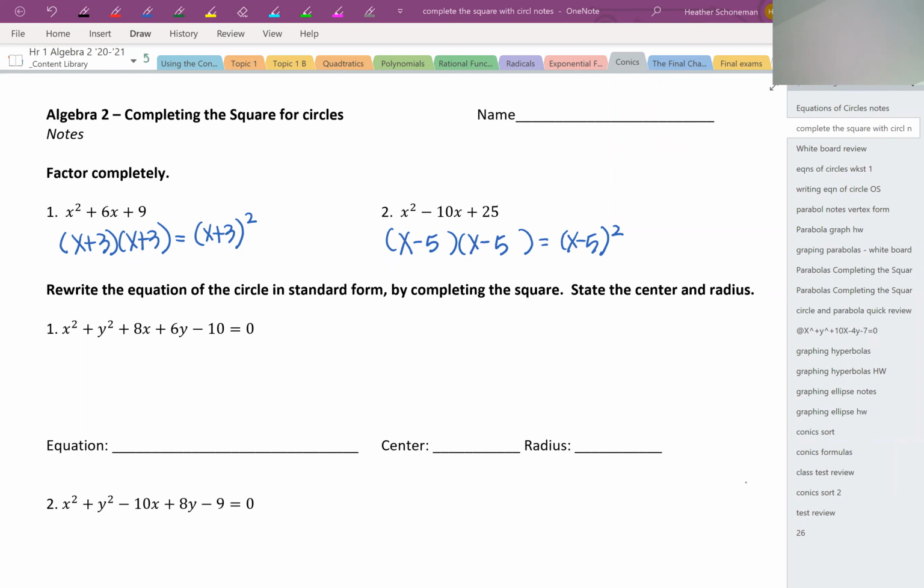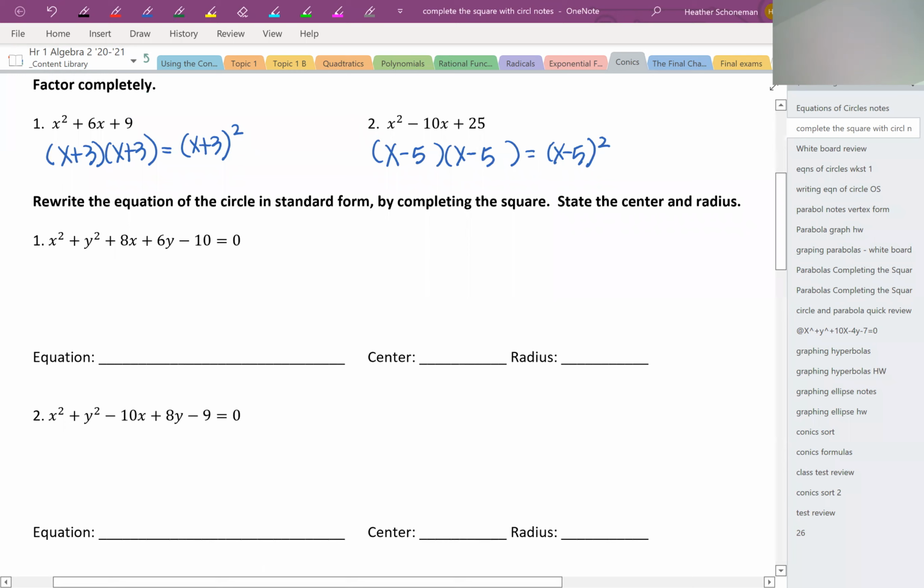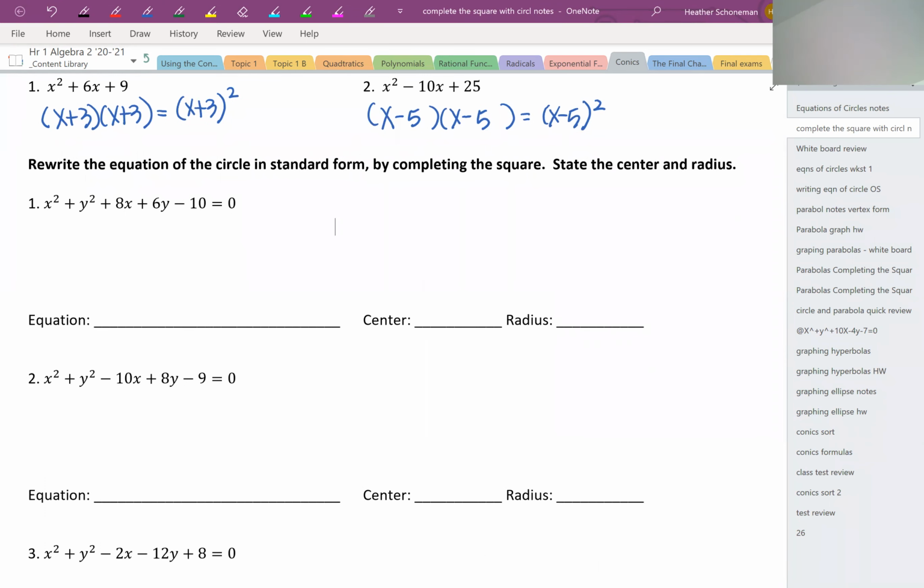These different polynomials or trinomials are called perfect square trinomials. And if you look at them, the square root of 9 is 3, half of 6 is 3. Square root of 25 is 5, half of negative 10 is negative 5. So it fits this pattern every single time. And when we complete the square, our goal is to create these perfect square trinomials so that they factor nicely and we can get our equation.